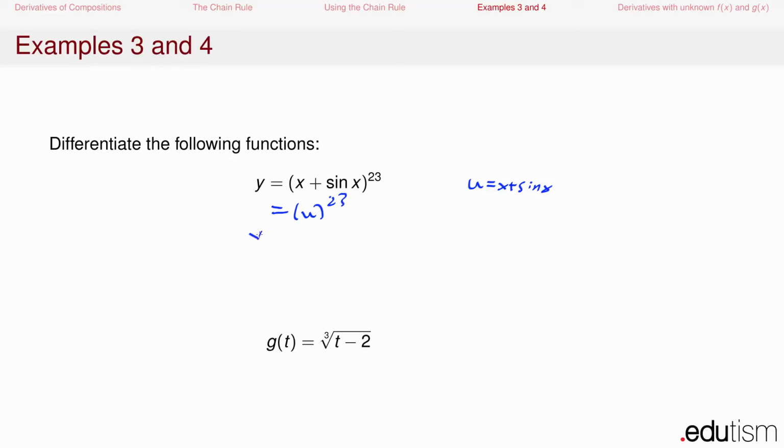Now, if I want to take the derivative using the chain rule, y prime is going to be 23u to the 22, right? That's the f prime of u. Then I'm going to multiply by u prime. Now, before I can plug everything in, I need to figure out what is u prime. Well, u prime here is 1 plus the derivative of sine x, which is cos x. So now I fill everything in. The u there is x plus sine x. That's raised to the 22nd power. And I'm multiplying by 1 plus cos x.